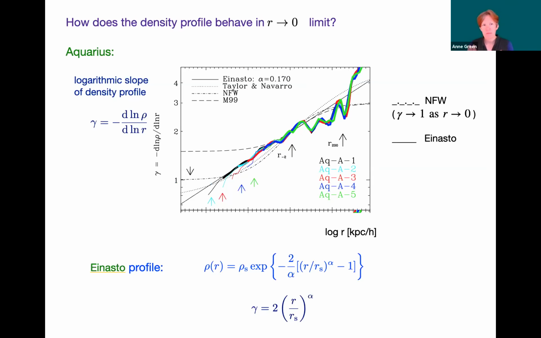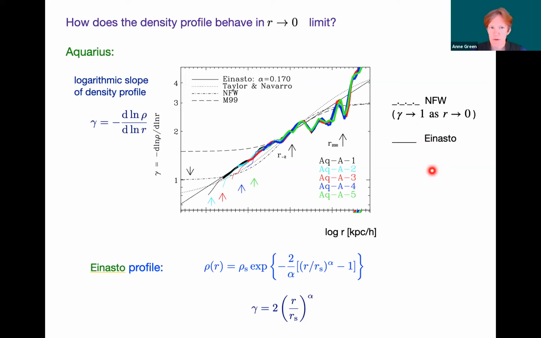There has been some discussion about whether the NFW profile is a good fit at small radii, as in, is the density profile really tending to a logarithmic slope of minus one? In these dark matter only simulations, the answer is, well, not quite, probably. Again, these are results from Aquarius. What's plotted here is the logarithmic slope of the density profile, d ln rho over d ln r, as a function of radius. Some of these profiles were fashionable at the time this paper was written, but now people are less interested in them. So the lines to focus on here are the dot-dashed one and the solid one.